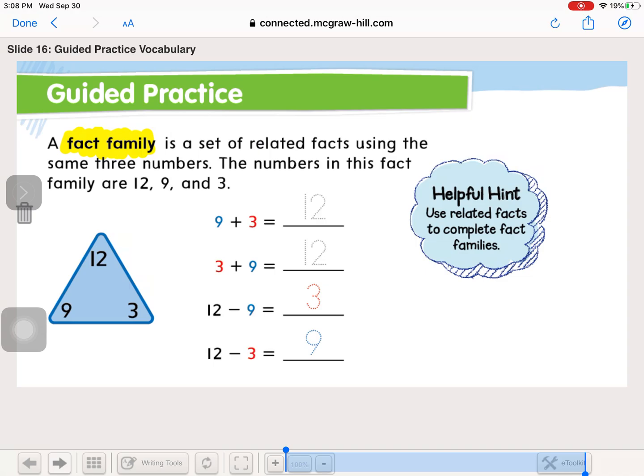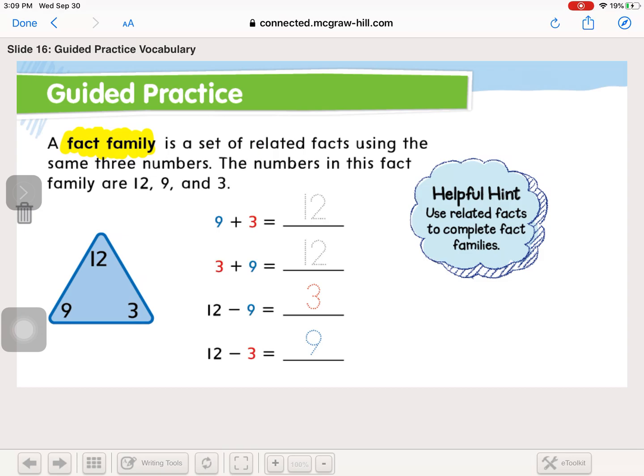Okay, so for our guided practice, we're going to look at a vocabulary word, which is fact family. We've been talking about that for a while now. And it's a set of related facts using the same 3 numbers. That's the key part there, right? It has to be the same 3 numbers.